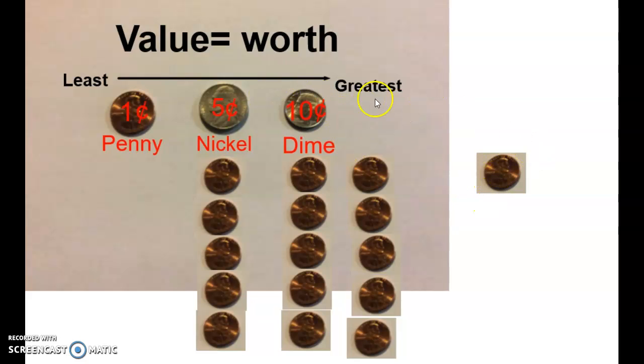So we can put these in order from least to greatest because there's 1 cent in a penny, 5 cents in a nickel or 5 pennies, and 10 cents in a dime or 10 pennies. I hope you learned something about the size and the value of these coins, the penny, the nickel, and the dime, because even though they're different sizes, it doesn't mean that their value is going to be the same. So you need to pay attention and think about how much each coin is worth.